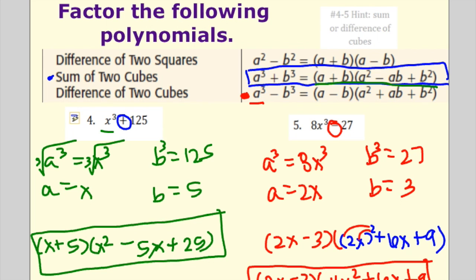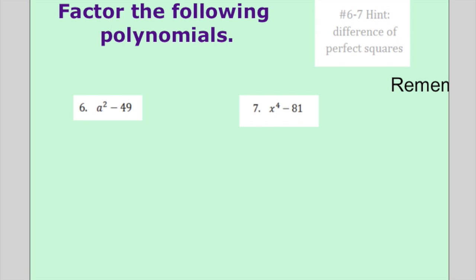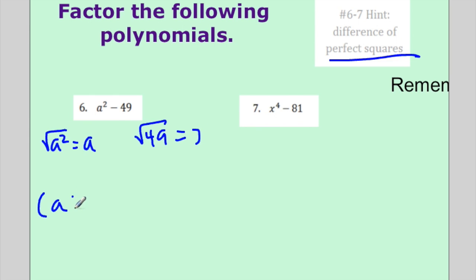Okay. Moving on to example 6, we have a squared minus 49. Okay, well, this is great. Since it's an a squared, I'm going to guess we're going to use difference of perfect squares. So my first part is a squared, so I would say, what is the square root of a squared, which is a? And then I would say, what's the square root of 49? 7. So I'm going to have a plus 7 and a minus 7.